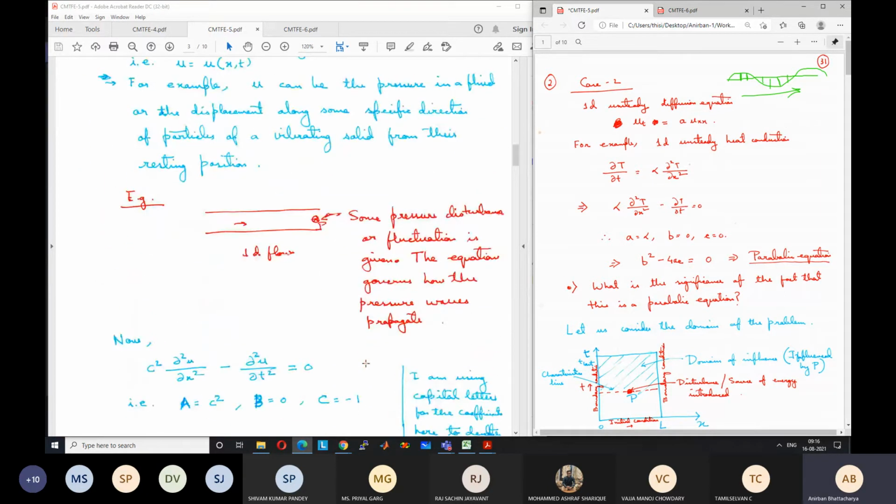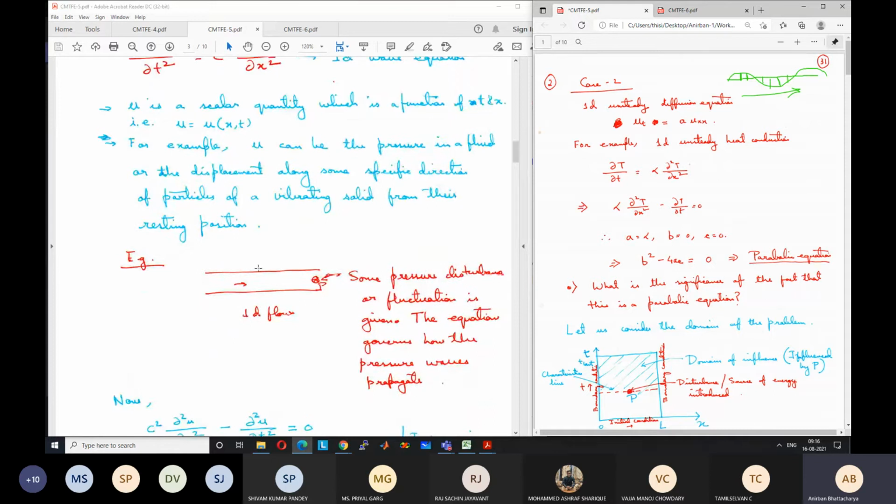So again, let us consider a case. We have a 1D flow, and the pressure disturbance is given. The equation governs how the pressure waves propagate in all the directions. How fast will the pressure propagate in a fluid? If I have water, how fast will the pressure waves propagate in water or in air or in any other medium?